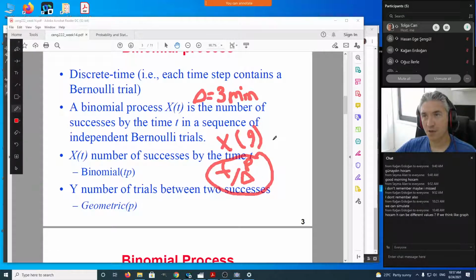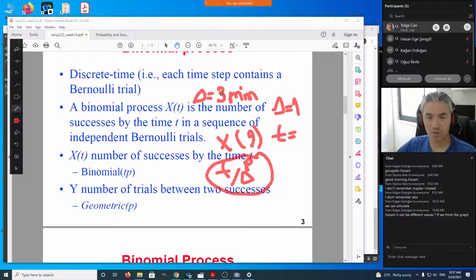If you do one Bernoulli trial at every time step, then your delta becomes 1 anyway. For example, every minute you do one Bernoulli trial. So the t that passes in minutes directly corresponds to the number of trials. Therefore t divided by delta is going to be t anyway. So this is how we can do it. But you need to be careful.